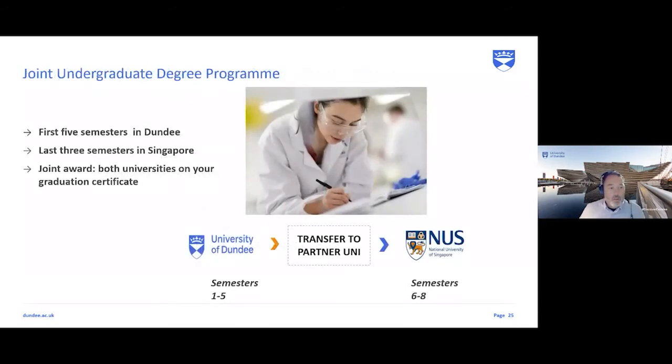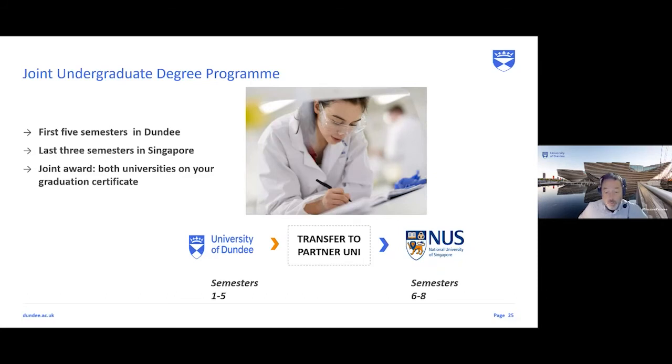So the odd program out, if you like, from this whole range, which I've made a point of keeping out of most of the discussion, is this joint program with the National University of Singapore. This is a different type of program. This is a joint degree program in which students change their institution partway through their studies. If you apply to join this program, you would spend 5 semesters in Dundee and then swap over and do the last 3 semesters, a year and a half of your studies, in Singapore, at the National University of Singapore.